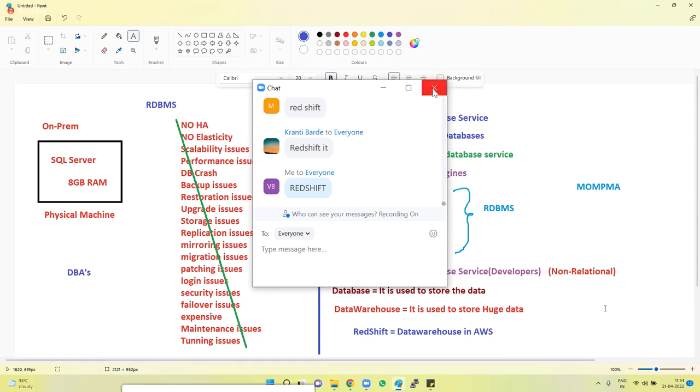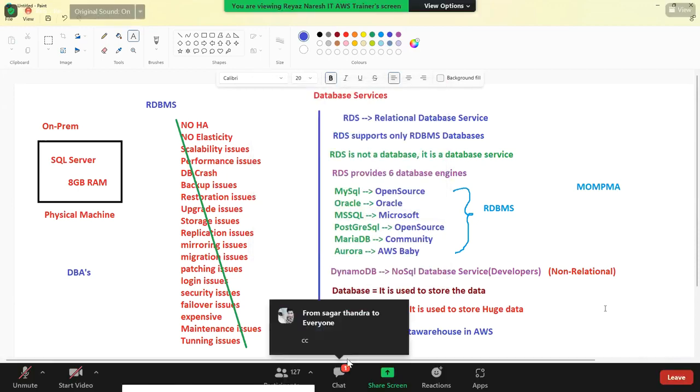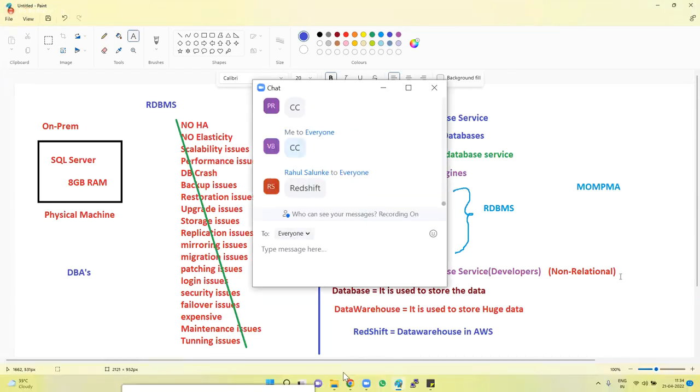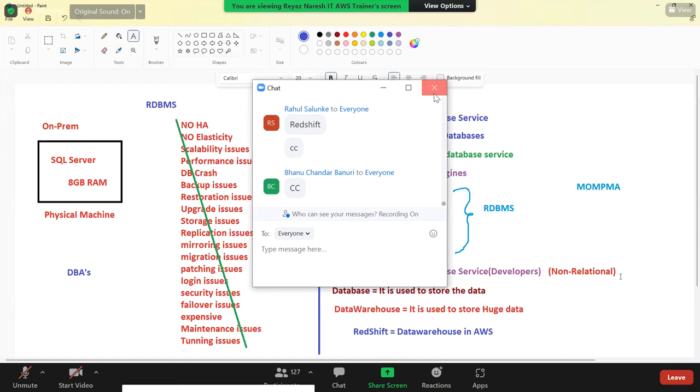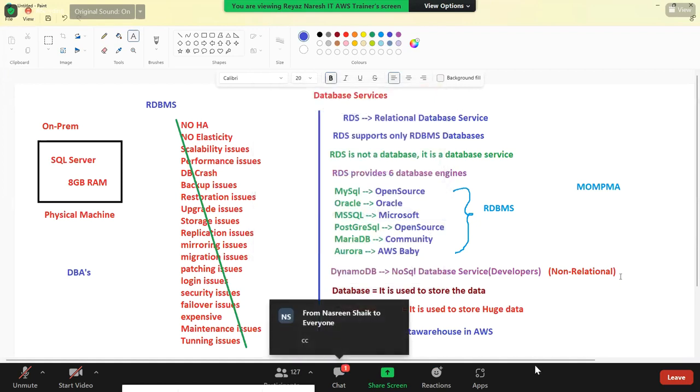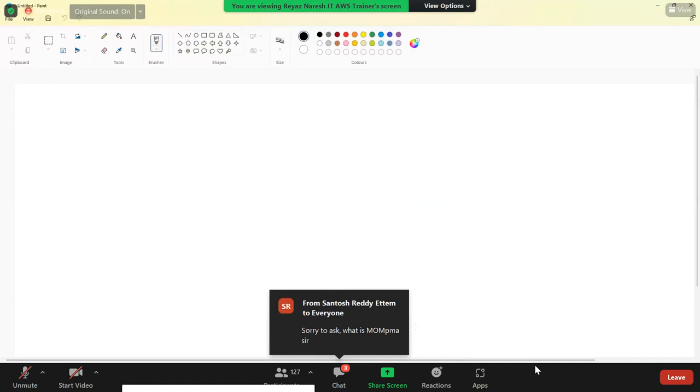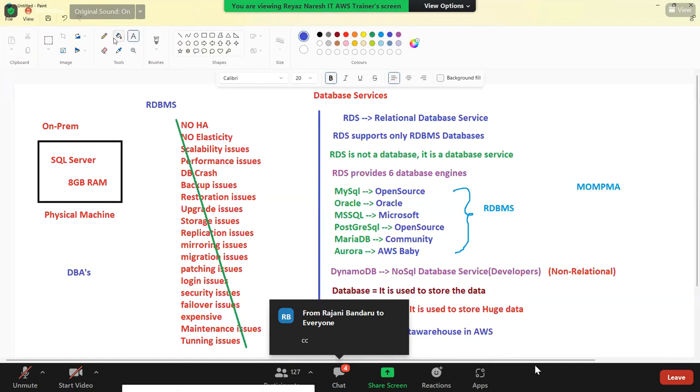Guys, is this clear till here, everyone? Smooth as butter? Very nice. That is a shortcut, Santosh. The shortcut is MOM PMA. So what are the 6 engines to remember? I told you this shortcut, MOM PMA.